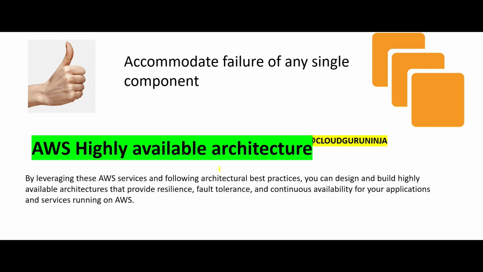Why do we use it? We always suggest, and this is important for certification. When the question comes that I have to accommodate failures, what should I do? A highly available architecture. You can design and build highly available architectures to provide fault tolerance. That means if anything goes wrong, I can still be up and running. Amazon.com, does it mean nothing goes wrong? No, boss. It might be every week something goes wrong, but they have a very highly available architecture, so you never come to know.